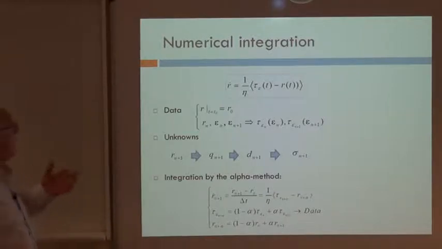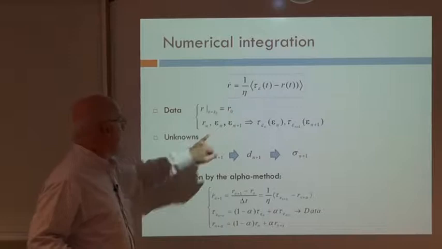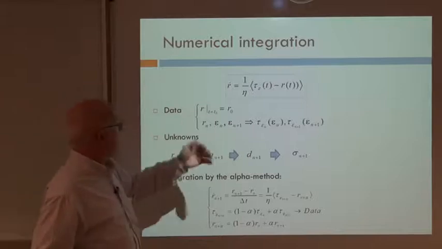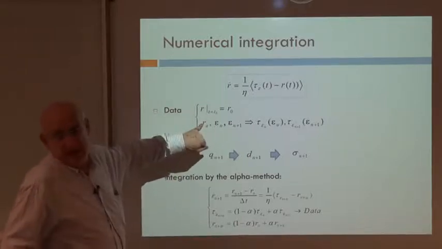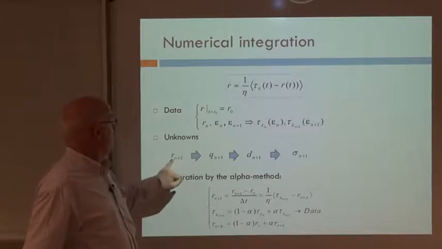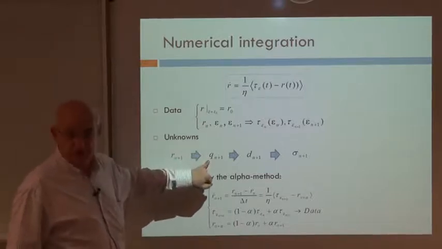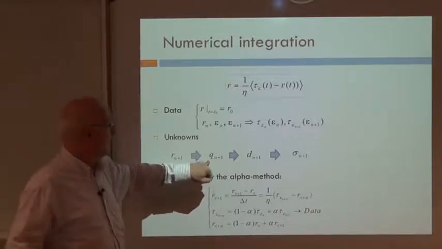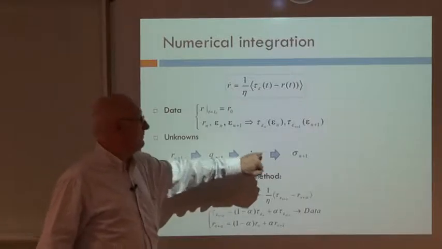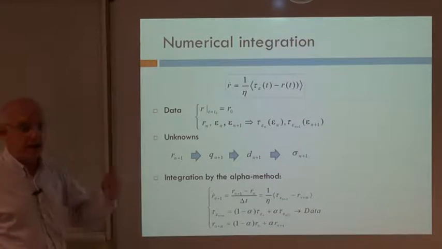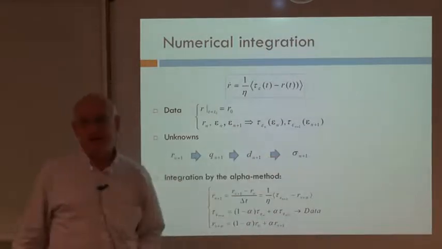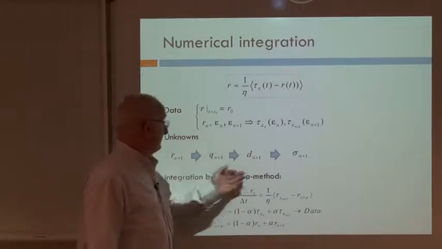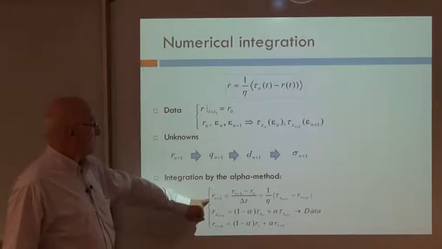So what are the norms? Well, we want to integrate that and obtain R at the end of the time step, so that in the next time step, this R will be Rn. And then, once we know R, just by substitution, we'll obtain q, the internal variables, just by algebraic replacement, and then from that we can obtain d, and from d we can obtain sigma. So everything else, once we know R, is just done by substituting into algebraic equations. So let's do that using the alpha method.